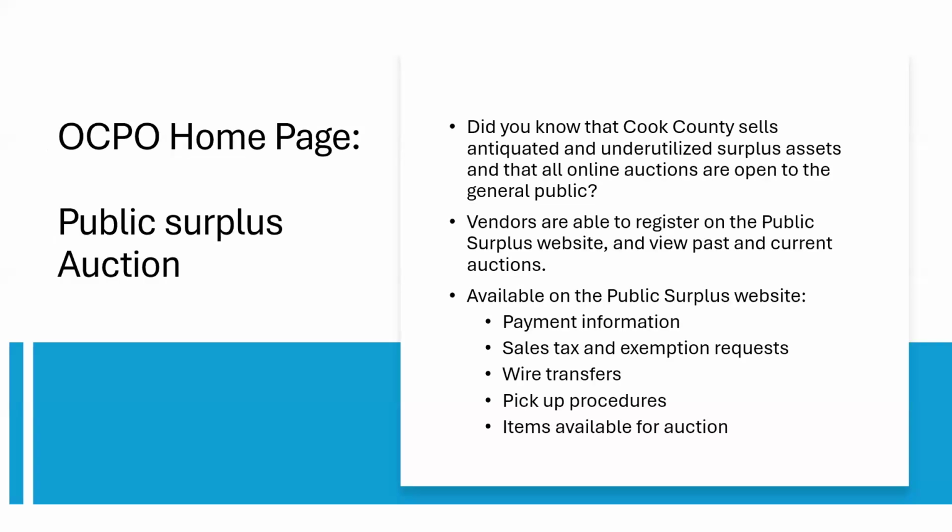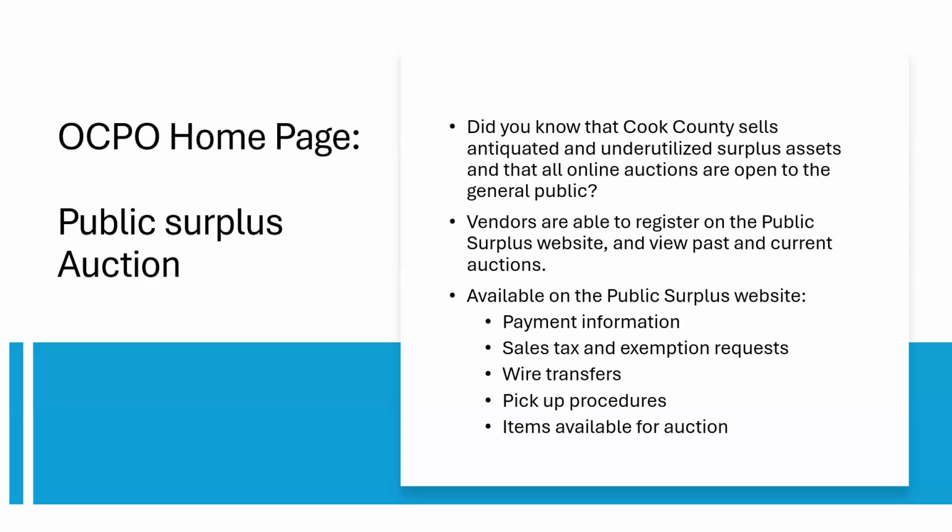Okay. The public surplus auction, I'm not sure if many people are aware of this either, but Cook County sells antiquated and underutilized surplus assets. And this sale happens online via an auction that is open to the public. I looked at the website yesterday and they have a lot of desks. There's jewelry that hasn't been claimed, cars that haven't been claimed, a lot of furniture that's been confiscated by the county. If you're interested in seeing what that looks like, I can show you that website, but you're able to register on that website and view past and current auctions.